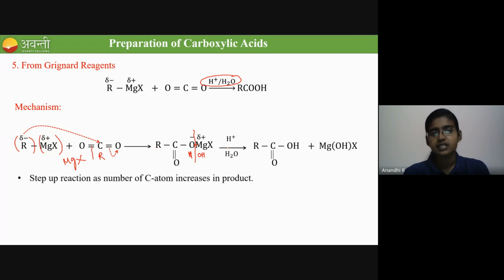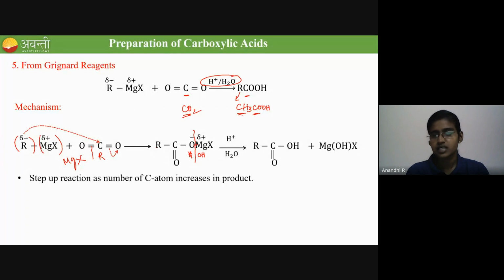So it is called a step-up reaction as the number of carbon atoms increases in the product. In the reactant, we have only one carbon in the carbonyl system. But on the product side, you have that carbon and also some carbons attached to the COOH group, that is the alkyl system. So if the R group is CH3, we would get CH3COOH, right? Here we are taking CO2, which contains only one carbon, and at the end we are getting two carbons.